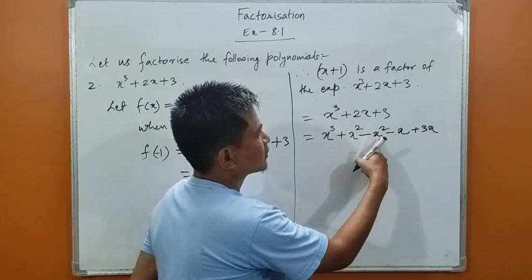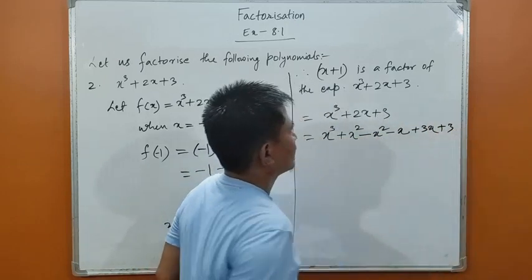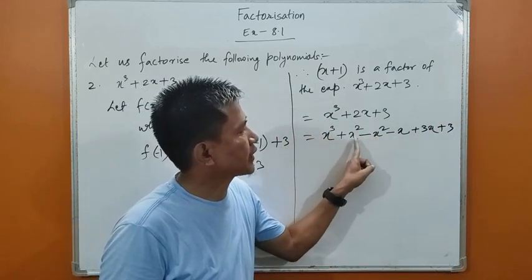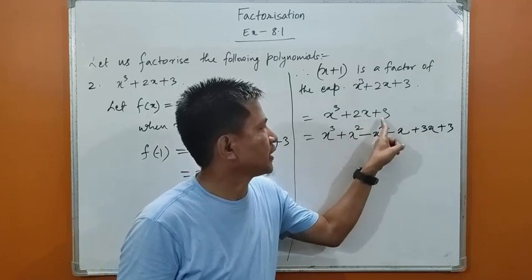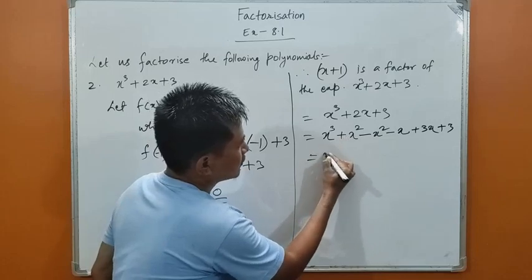Then this x square and this x square cancel out. Plus 3 as it is. Now let's check. x cube plus x square and minus x square can be cancelled and become 0. Minus x and plus 3x is plus 2x, and this plus 3 is here. Okay. Now let us take x square common.